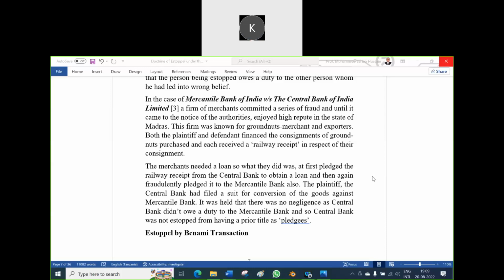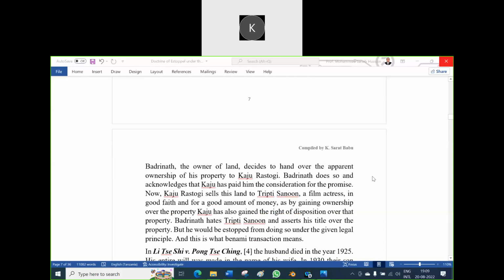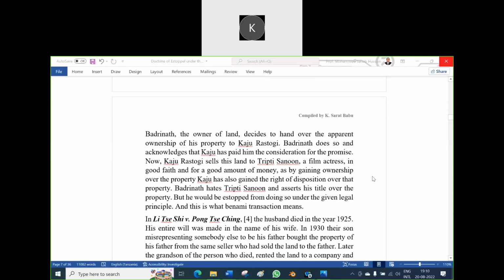So next, estoppel by Benami transaction. Badrinath, the owner of land, decides to hand over the apparent ownership of his property to Kazu Rastogi. Badrinath does so and acknowledges that Kazu has paid him the consideration for the promise. Now Kazu Rastogi sells this land to Tripti Sanoon, a film actress, in good faith and for a good amount of money, as by gaining ownership over the property, Kazu has also gained the right of disposition over that property. Badrinath hates Tripti Sanoon and asserts his title over the property, but he would be stopped from doing so under the given legal principle.